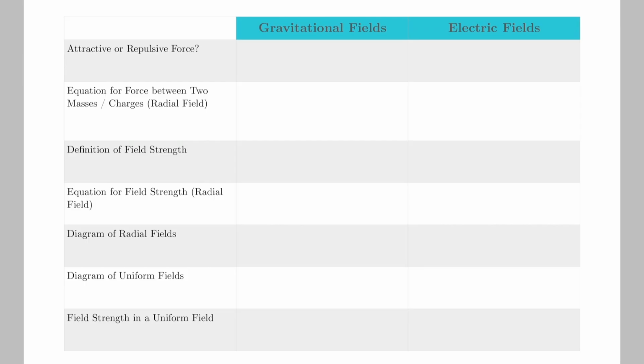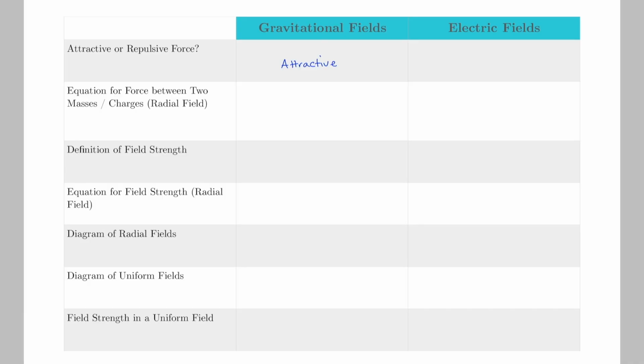Nonetheless, here we are. Here's the table, and you'll notice that we have two columns, a gravitational fields column and an electric fields column. And we have a number of rows down the side which will become a lot more clear once we go through them. So let's get started. We'll start with gravitational fields and look at the top row. It says attractive or repulsive force. So if we have a gravitational force, is it attractive or is it repulsive? The gravitational force is always attractive. Any mass attracts other masses towards it.